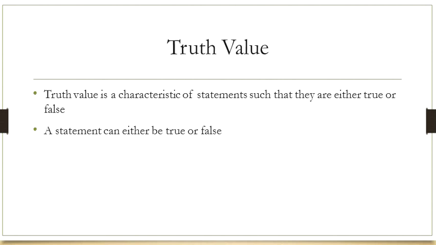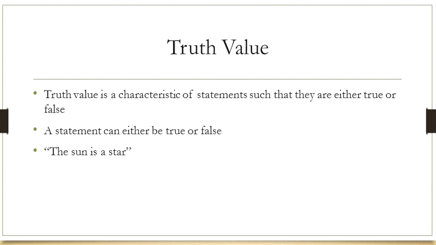A statement can either be true or false, and basically those are the only two possibilities, and that's really what it means for the statement to have truth value, that it can either be one of those two, and it has to be one of those two. And having one of those two would mean that there is truth value. So notice that this means that a statement can be false and still have truth value.